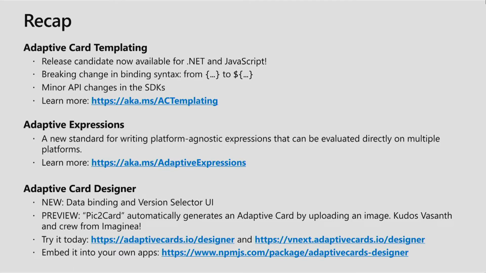We also saw a really cool Pic2Card feature, as its code name, that automatically generates an adaptive card by uploading an image. And kudos to Vasanth and crew from Imaginea. They've been huge friends and family with adaptive cards, and that was a really exciting announcement that we're hoping to polish up and get up onto adaptivecards.io shortly. As always, the adaptive card designer you may have seen from previous videos can be embedded into your apps, and you can check out that link to get started with that. So that was a lap around templating.